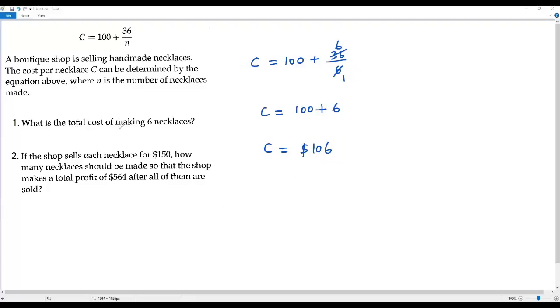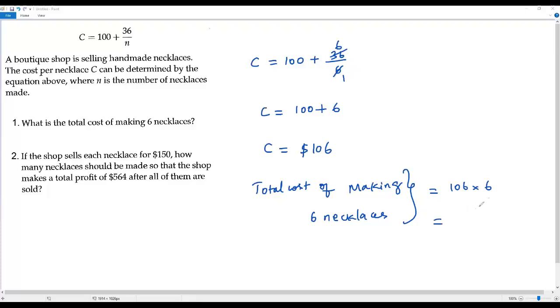So to get the total cost of making 6 necklaces, we have to multiply this value by 6. So to find the total cost of making 6 necklaces, I have to multiply the cost of one necklace, 106, by 6. When I multiply 106 by 6, it will be $636. So the answer for the first question is $636. Okay, now let's do the second question.